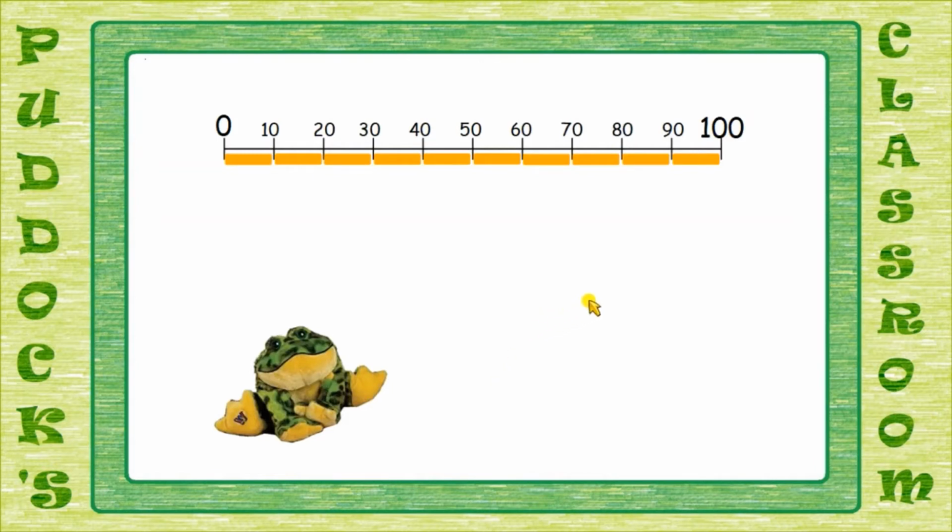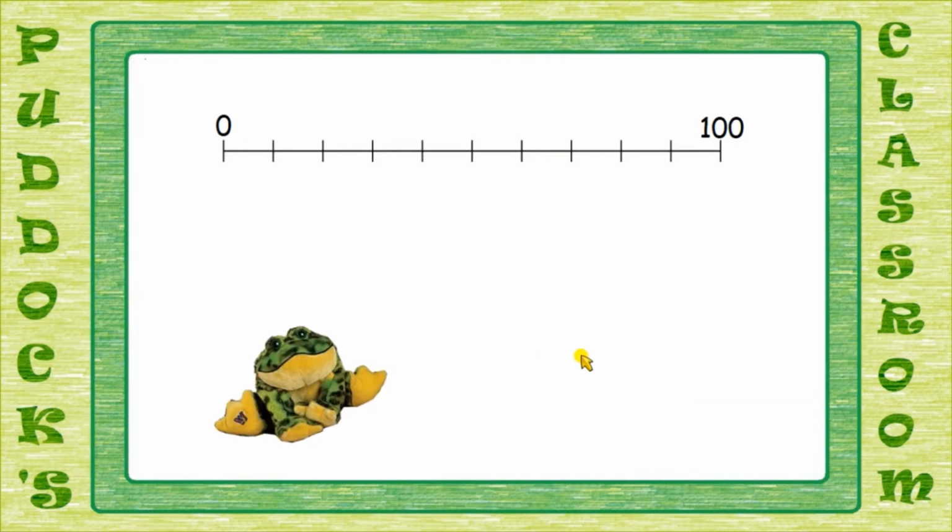So let's have a look at the number line. Let's take all those numbers off. So we've just got the 0 to 100. We've still got those 10 spaces. So we're still saying that each of these is worth a 10. So let's see what we can do with our number line.